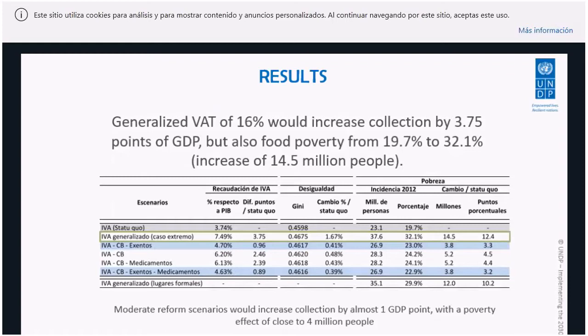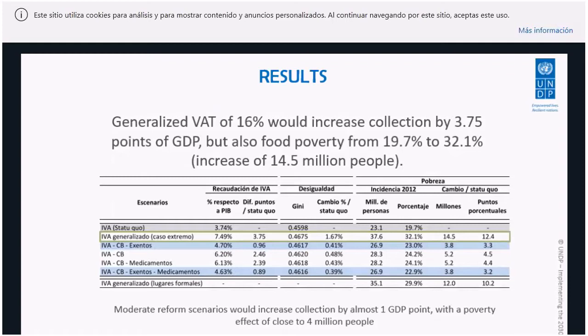the result, as a matter of fact, the microsimulation estimated that revenue from this change in the policy would increase 3.75% of GDP, which is huge. It's a huge increase. But then food poverty, the lowest income poverty estimated in Mexico, would increase in 14.5 million people to 32.1%.